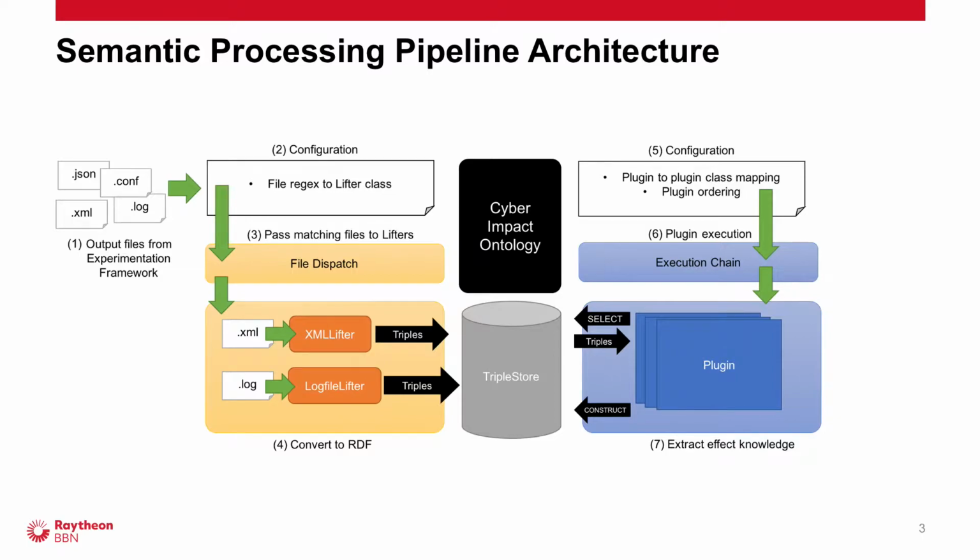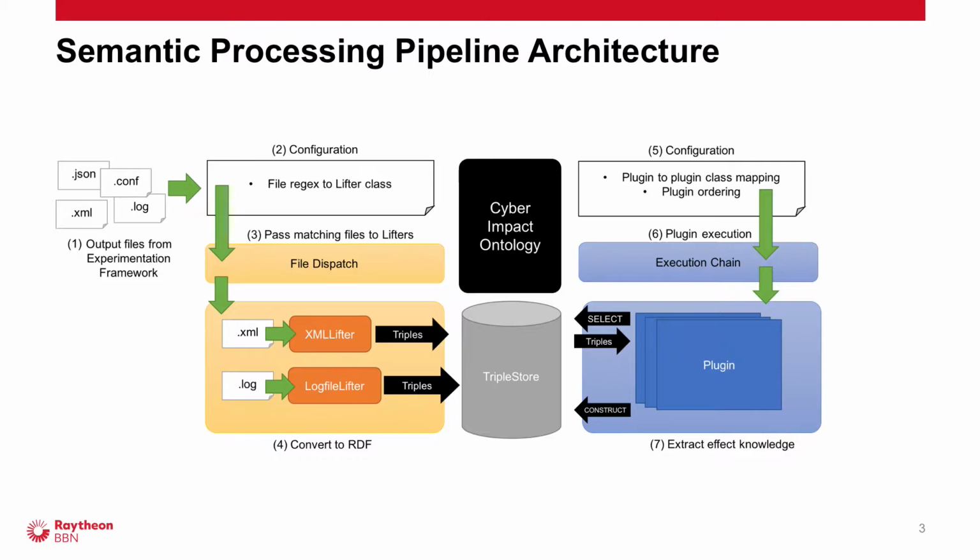Next, at step 5, once the lifting is all complete, we take a look at the plugins that we are going to execute. A plugin operates on the output of a lifter or operates on the output of another plugin. This is where the more complex processing starts to happen. Because plugins can operate on the output of another plugin, there's an ordering inherent to the execution of the plugins. They must be executed in a specific order.